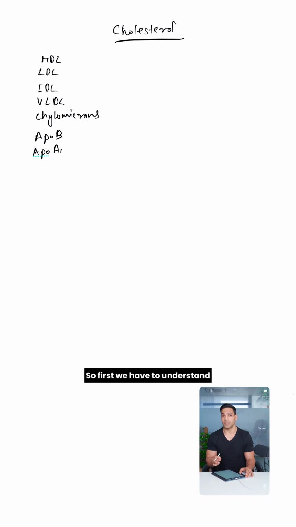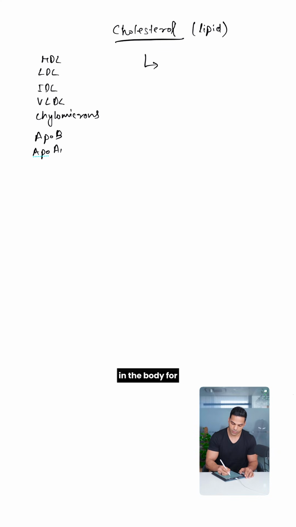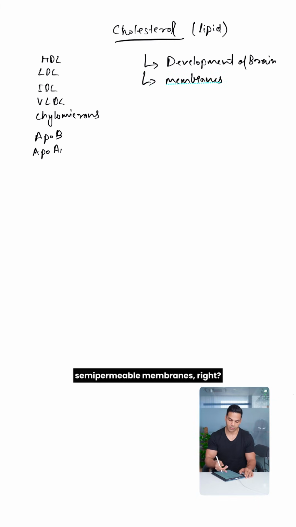So first we have to understand that cholesterol is not bad. Cholesterol is extremely important and it is needed in the body. Cholesterol is a type of lipid, which means it's a wax-like substance, and it's important in the body for development of your brain. You also need it for formation of membranes on your cells. So your cells have semi-permeable membranes, right? Those are made from cholesterol.